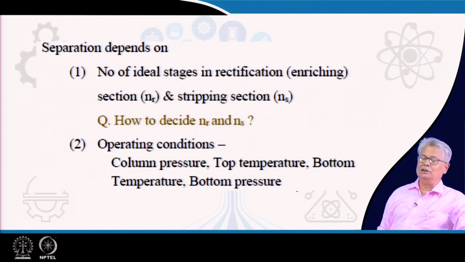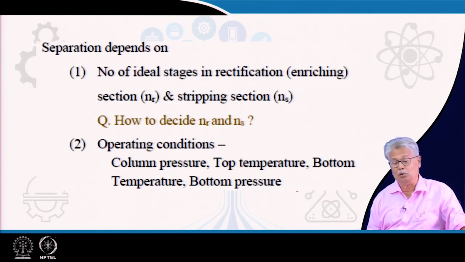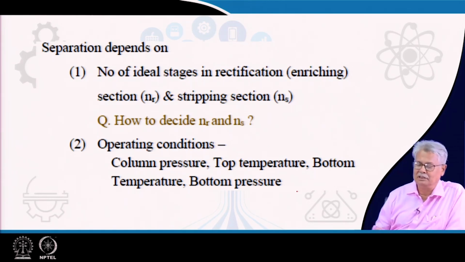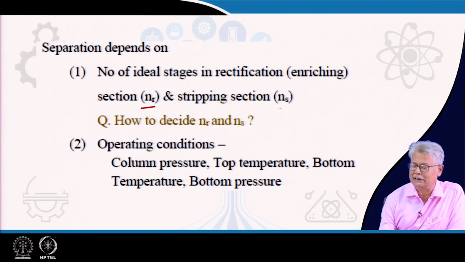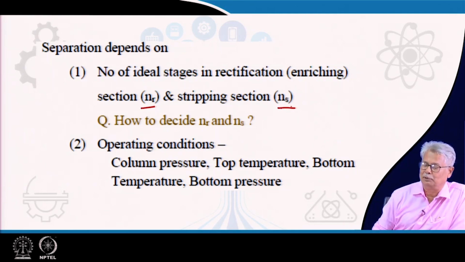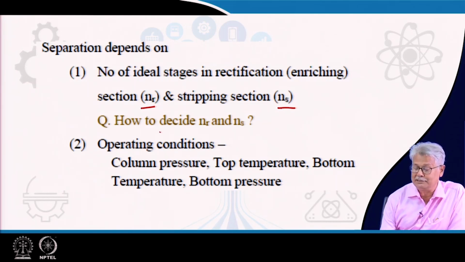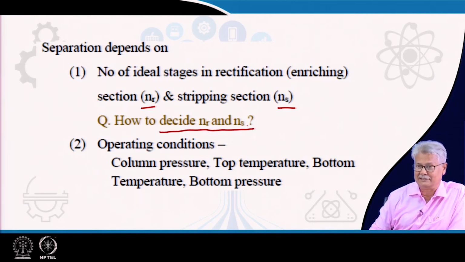Now, we know about the functional requirements. We need to know really the number of stages in rectification, which is the enriching section number of stages, and the number of ideal stages in the stripping section. So, these are two parameters NR and NS, which definitely have to be provided by the column itself. So, a major step is to find out NR and NS, that is the number of ideal stages above the feed and below the feed, which will be dealt with in the next detailing later on.